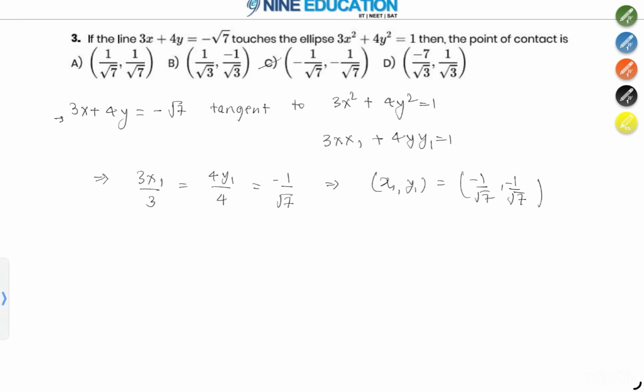So whenever they have said that it touches the ellipse, or in the previous question also they have given the same condition, it means they are talking about tangents. That's it. Nothing else than the tangent that we have. Okay.